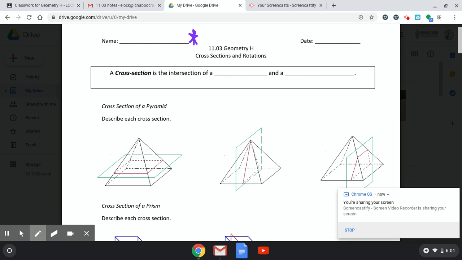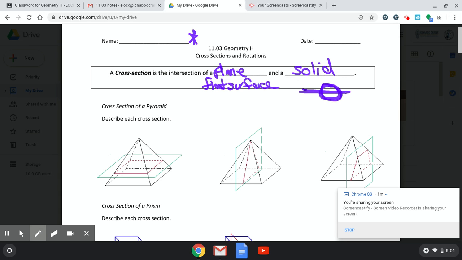A cross section is the intersection of a plane, meaning a flat surface, and a solid. Okay, so we want to think about if you have a loaf of bread, if you have an orange maybe that you're going to slice, any kind of vegetable, okay? If you're thinking, like here, I'm going to draw an orange, and you're going to slice with a knife through the middle, your knife is the plane, and the orange obviously would be the solid.